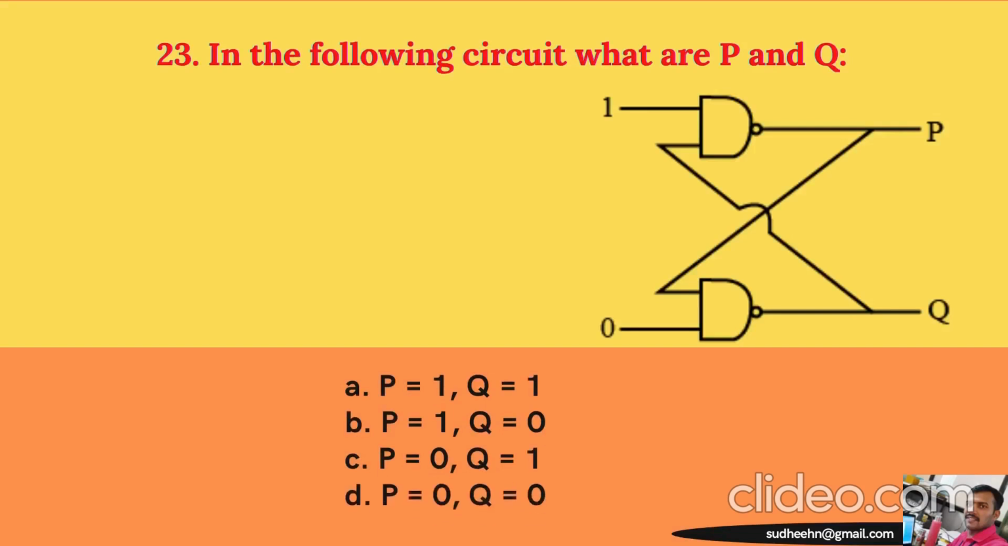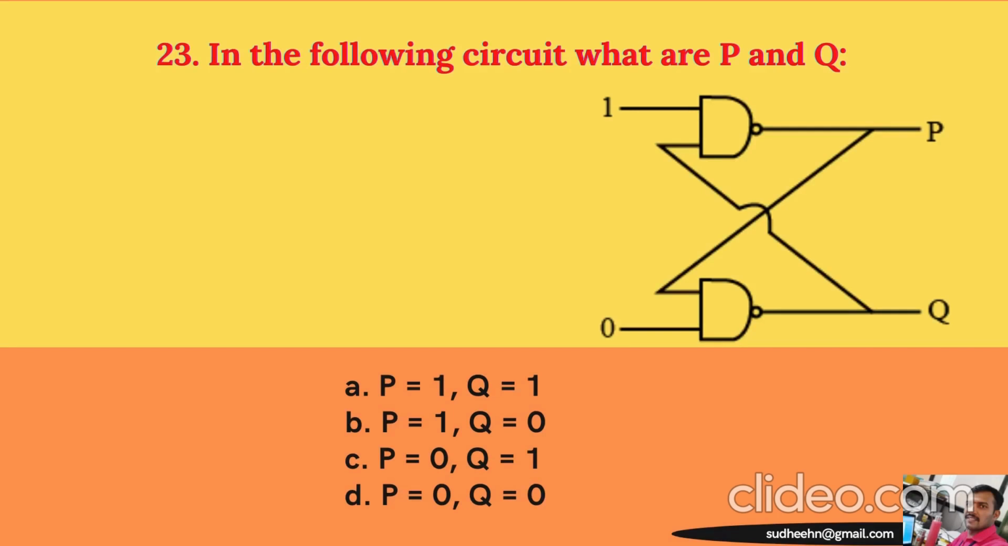Question number 23. In the following circuit, what are P and Q? The output he asked. Here it is a NAND gate. So the options are: P is equal to 1, Q is equal to 1. Second option, P is equal to 1, Q is equal to 0. And third option, P is equal to 0, Q is equal to 1.